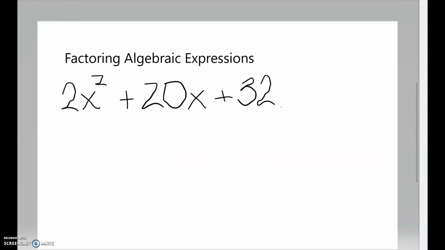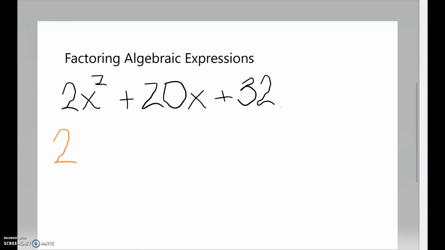Here is another problem. 2x squared plus 20x plus 32. One thing to consider before you begin putting these into two sets of binomials is to see if there is any common factor of all three. If there is something that you can divide all three terms by, you will place that in front of the two sets of parentheses. I notice that I can divide everything by 2.